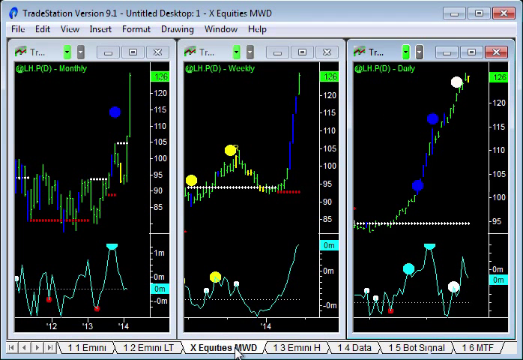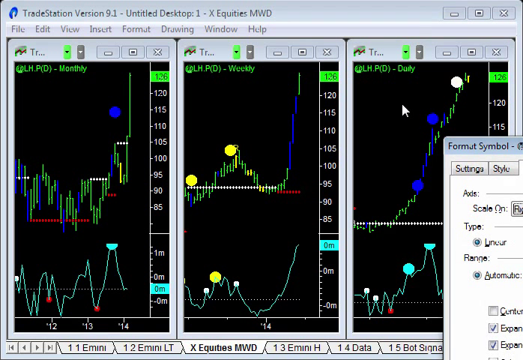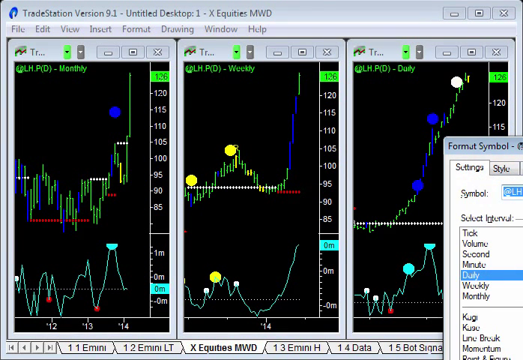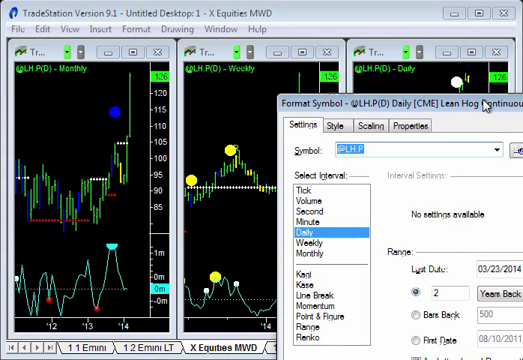I have this little chart set up, which I call equities, monthly, weekly, daily, because my default chart on here is Apple, AAPL, just sat there because I like seeing what Apple's up to. But I can just plug in, you just go to Format, and you can plug in any particular values in here. This is TradeStation.